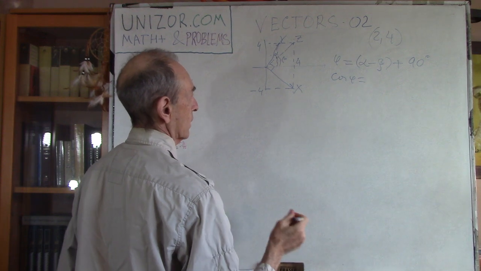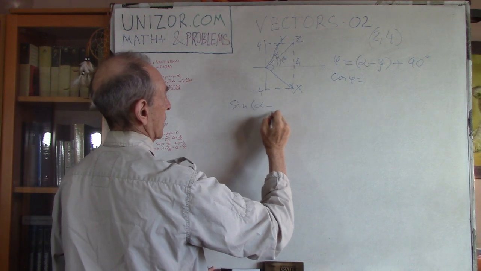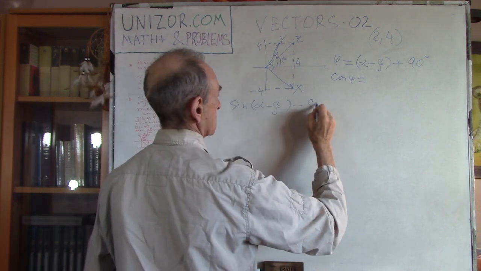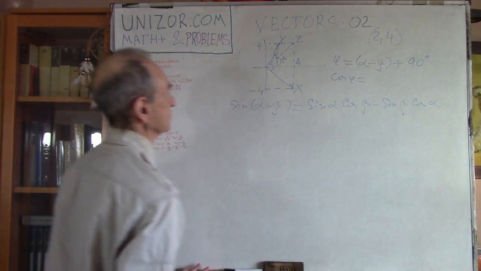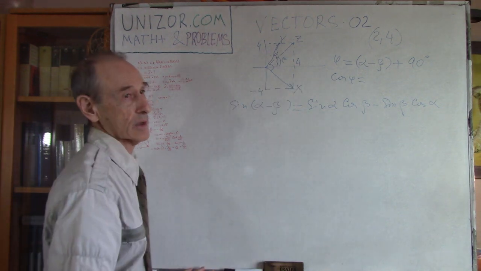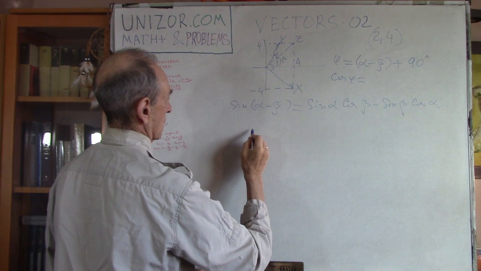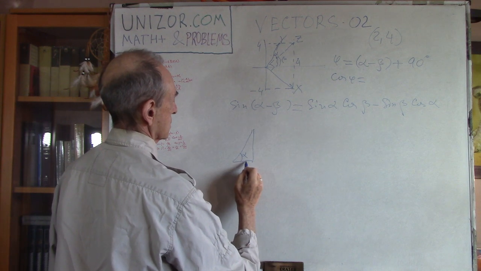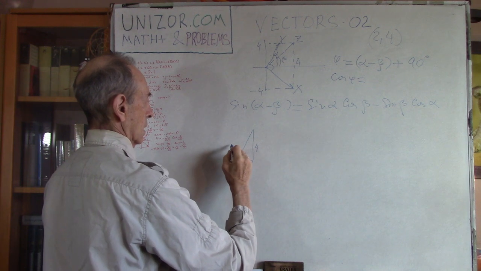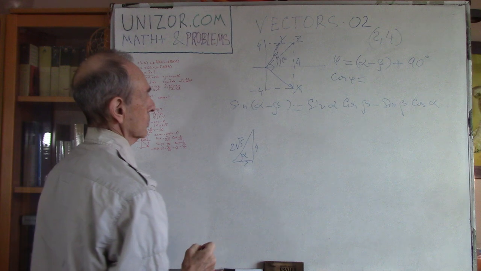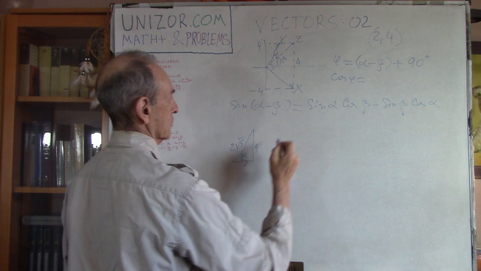All right. So let's find what is sine of alpha minus beta. Now it's trigonometry. It's sine alpha cosine beta minus sine beta cosine alpha, right? Well, cosine and sine are very easy in this particular case. So let's think about alpha. This is my alpha, this is my 2, this is my 4. Now this is my hypotenuse, 4, 16, 2 square root of 5. So sine of alpha is equal to 4 divided by 2 square root of 5, which is 2 divided by square root of 5.